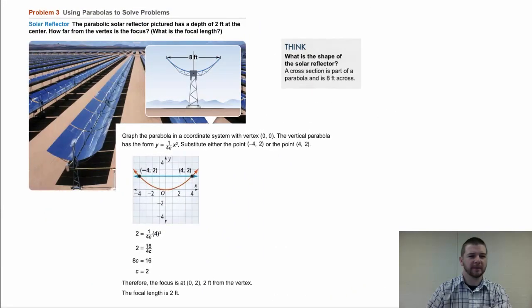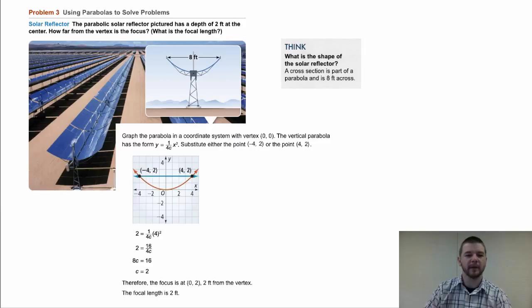Example problem 3. Using parabolas to solve problems. A solar reflector. The parabolic solar reflector pictured has a depth of 2 feet at the center. How far from the vertex is the focus? Another way to ask this is, what is the focal length? So first let's consider, what is the shape of the solar reflector? Well, a cross section is part of a parabola and it's 8 feet across.